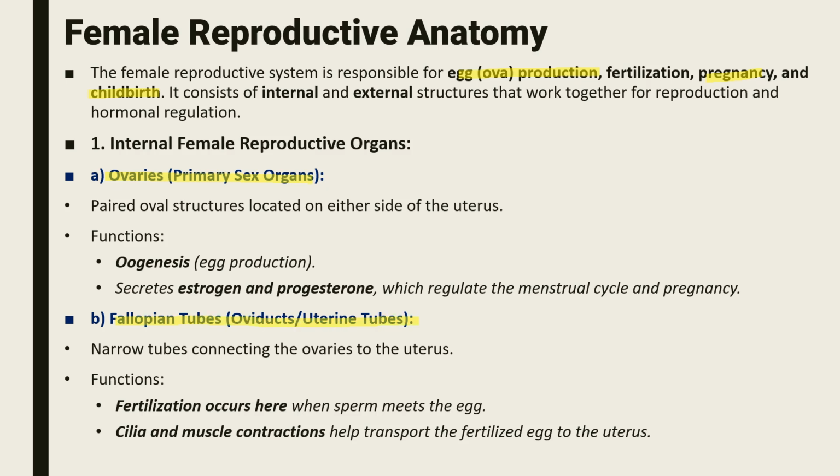The ovaries are paired oval structures located on either side of the uterus. Their function is oogenesis, egg production, and secreting estrogen and progesterone, which regulate the menstrual cycle and pregnancy. Fallopian tubes, also called oviducts or uterine tubes, are narrow tubes connecting the ovaries to the uterus. Fertilization occurs here when sperm meets the egg. Cilia and muscle contraction help transport the fertilized egg to the uterus.